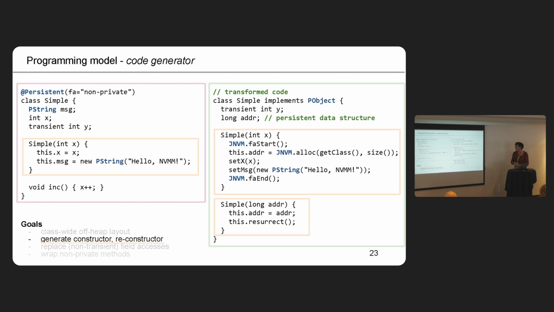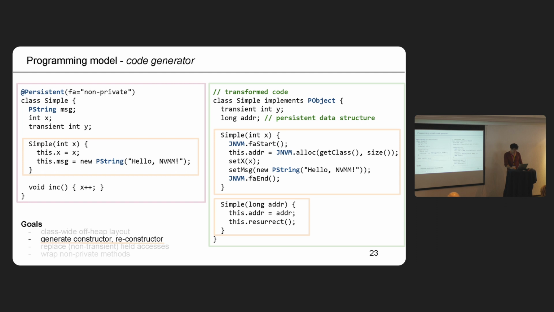Then we do two additional things. First, we create the generator. We create the constructor and the reconstructor. So the reconstructor is this code at the bottom. So it takes as input the address, and stores from the address passed as argument the address of the object it is pointing to, and then it is making a resurrection, which is setting the fields of the object from the content of the persistent memory.